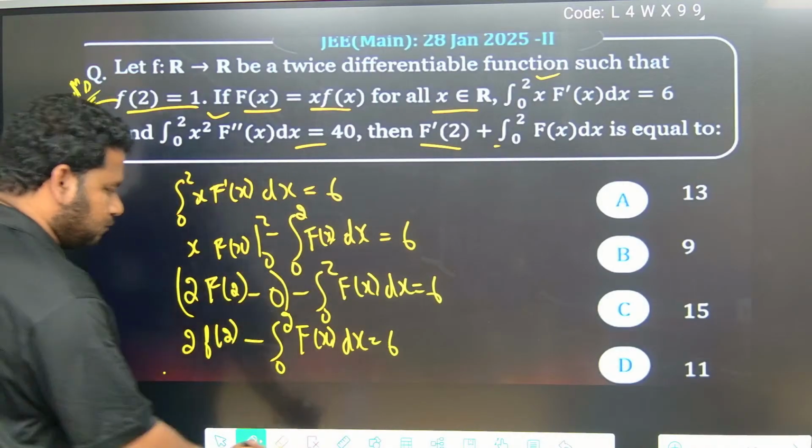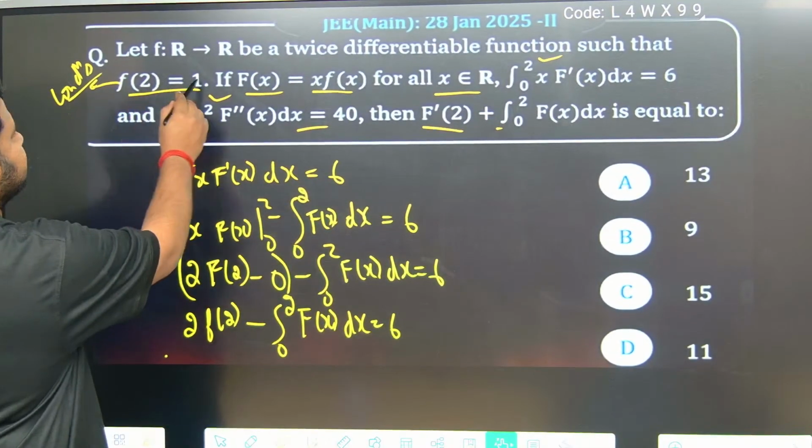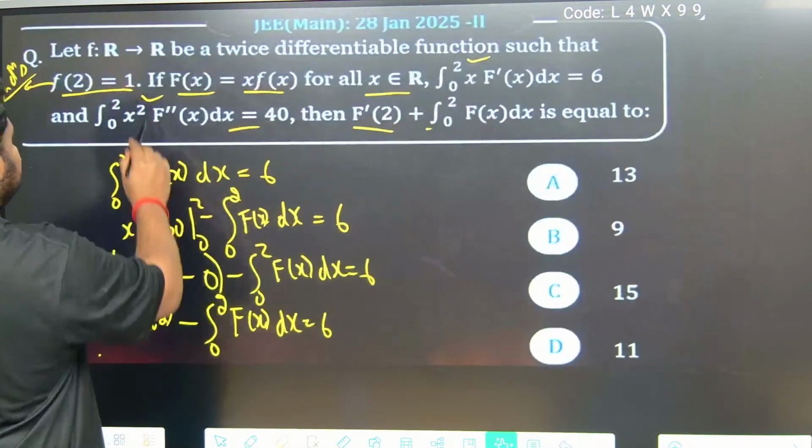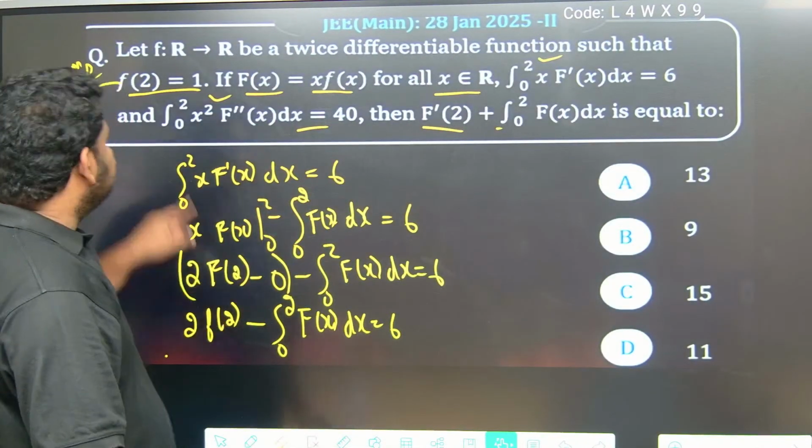Now as I proceed further, what have they given? f of 2 is equal to 1. So I will use it here. f of 2 is given as equal to 1.